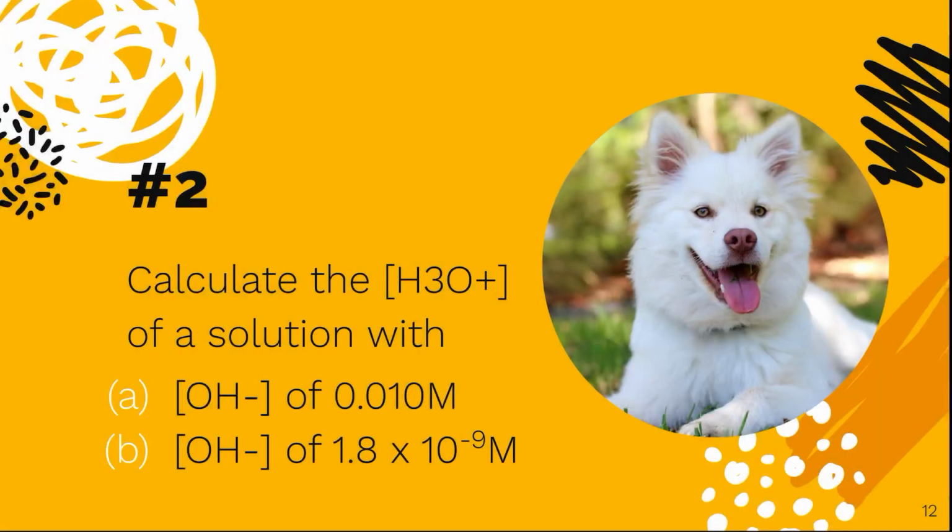So our next question is calculate the concentration of H3O+ of a solution with A, 0.010 molarity of OH-, and for B, 1.8 times 10 to the negative 9 molarity of OH-. So feel free to pause the video here and work through the problem yourself, and we'll go over it in the next slide.